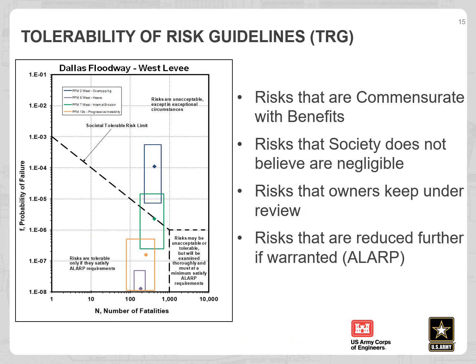Here's an example of a project plotted against the tolerable risk guidelines. Keep in mind that if a project plots above that societal risk line, then that's the decision metric that that project has to have its risk reduced. More money needs to be spent to get a better understanding of the risk and what alternatives need to be employed to reduce that risk.